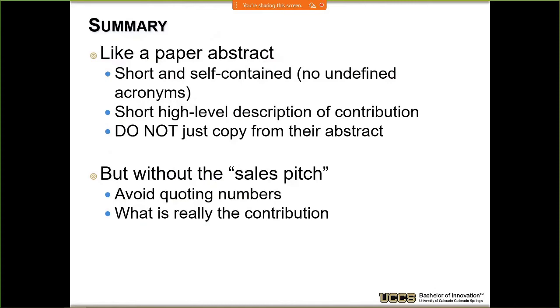So your summary is a little bit like the paper abstract, right? It should be short, self-contained, with no undefined acronyms, a short, high-level description. Do not just copy it from their abstract, right? And at this point, when I'm doing the summary, it's hard, but it's important that you're not judgmental here. This is a statement about what the paper is, not about how the paper is flawed or what's going on. It is just a summary of the paper.